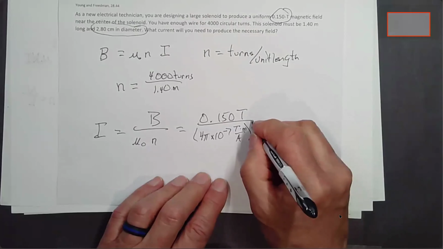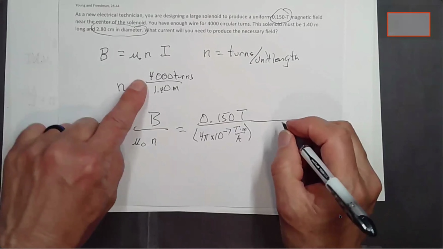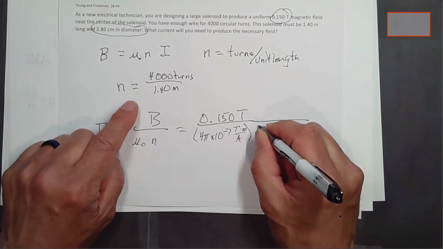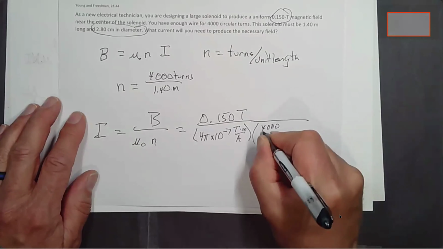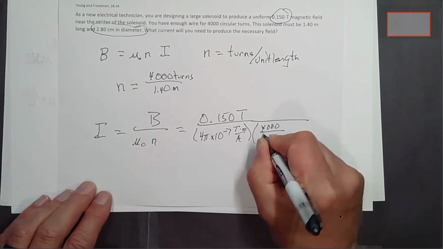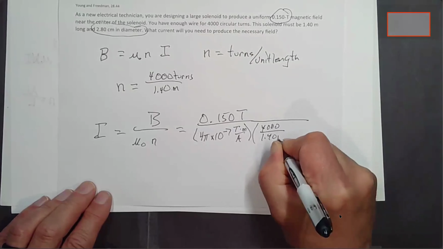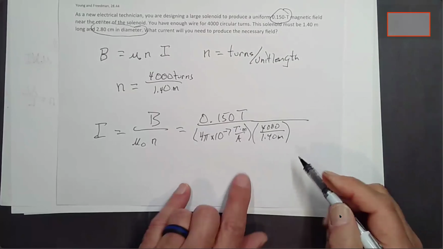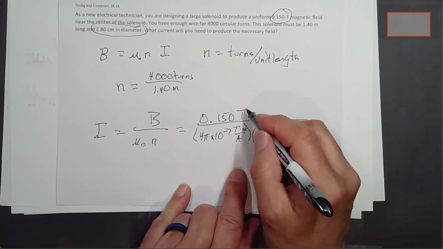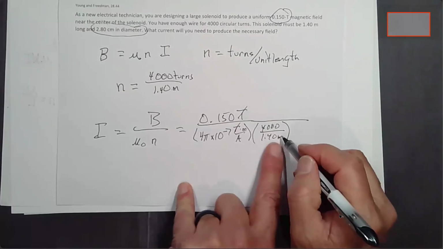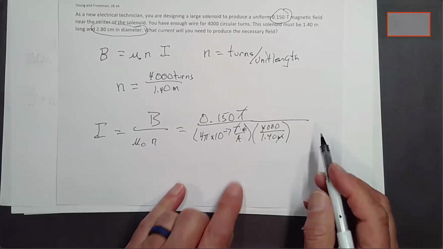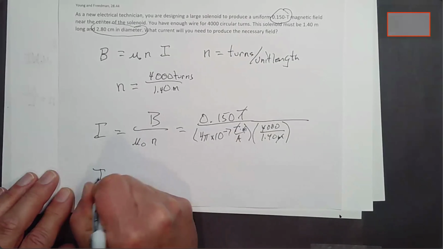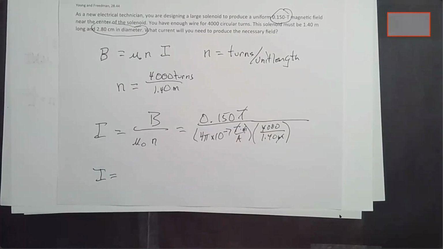So there's mu naught, and then N is 4,000 turns, which is a dimensionless quantity, divided by the 1.40 meters down there on the bottom. And so the Teslas divide out, the meters divide out, and I've got 1 over amps on the bottom, which is going to pop up top as an amp. So this might be a fairly hefty current. I'm not sure.